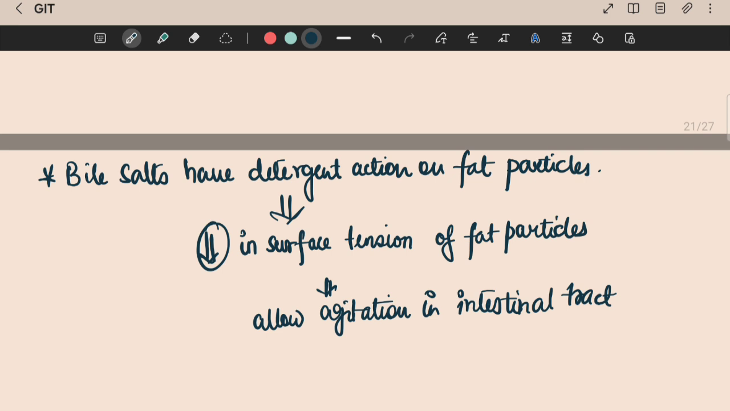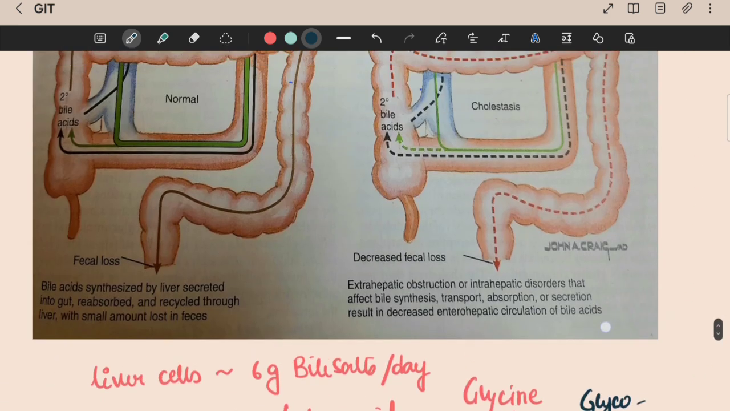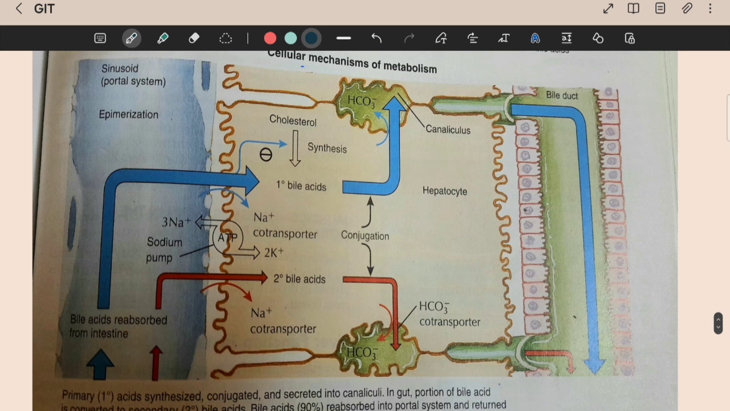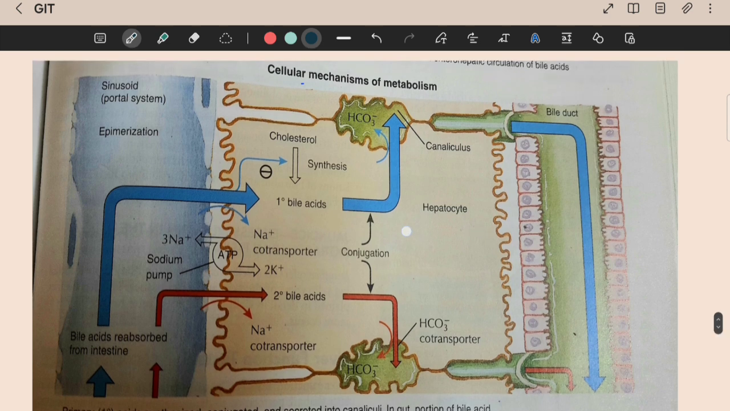Okay, now talking about the enterohepatic circulation of bile salts. See over here what is happening. About 95% of the bile salts are reabsorbed into the blood from the small intestine. About half of it is through diffusion through the mucosa in the early regions of the small intestine, and the remaining happens by active transport through the intestinal mucosa in the distal part of the ileum. So here I have discussed 3 routes.